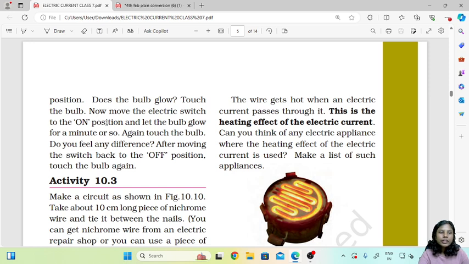Now move the electric switch to the on position and let the bulb glow for a minute or so. So you turn on the switch and let it glow for about a minute. Then you again touch the bulb. This time you will realize that it is quite warm. After moving the switch back to the off position, touch the bulb again.